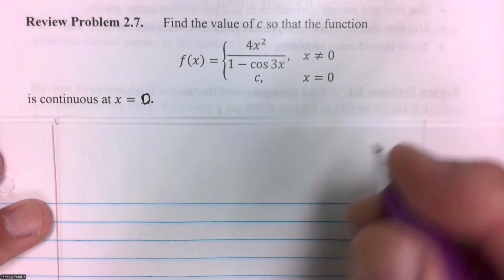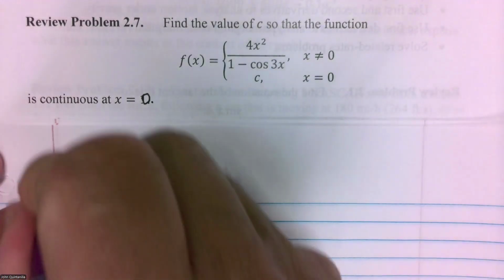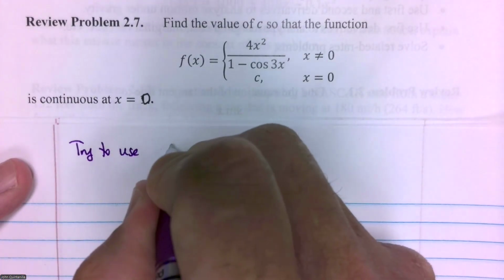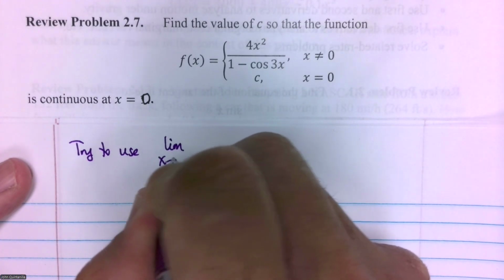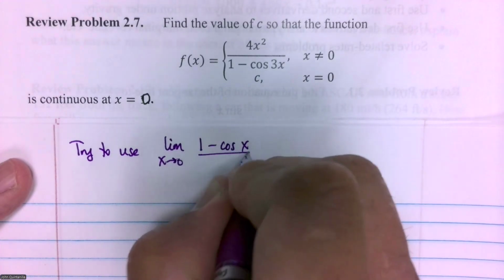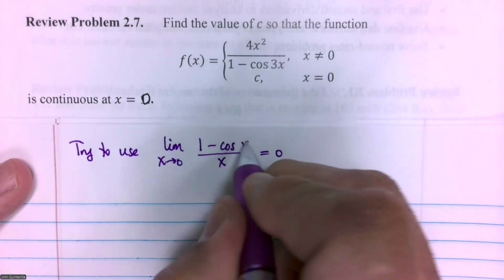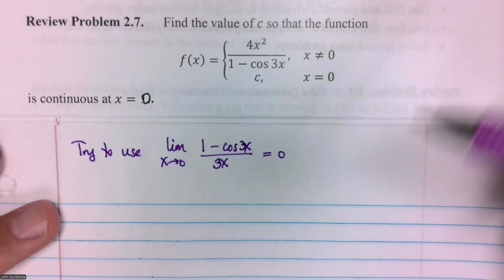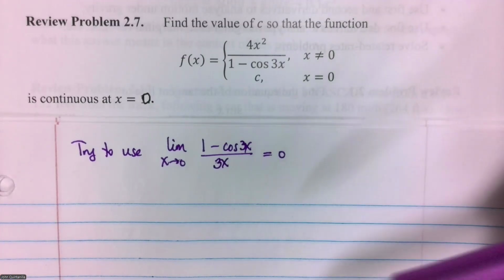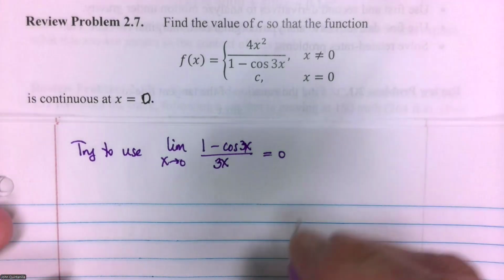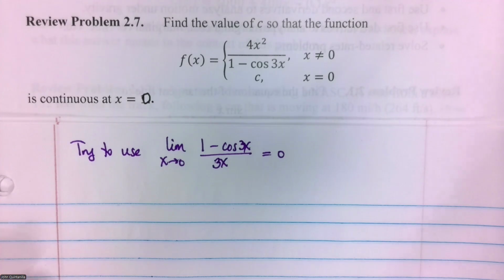One possible option, which unfortunately does not work, is to try to use the fact that the limit as x approaches 0 of 1 minus cosine of x over x is equal to 0. And if I put a 3x there and a 3x down here, that is also equal to 0. So that's one attempt to approach this. And the reason that this doesn't work is the following. So this will not work.